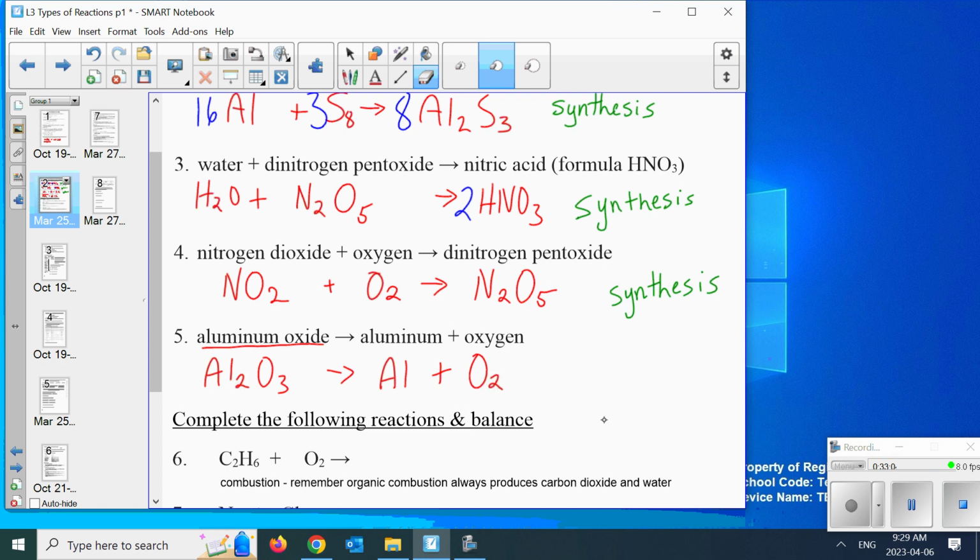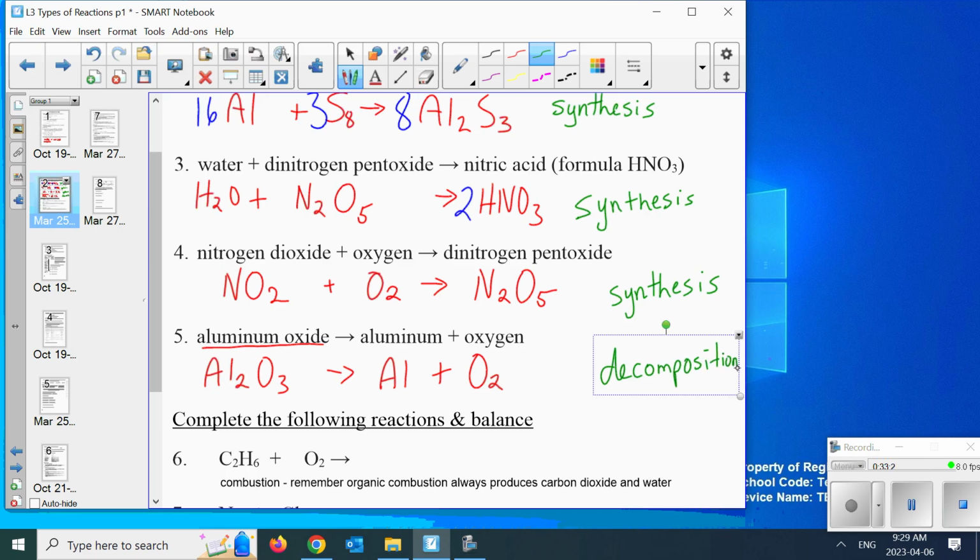Finally, something that's not synthesis. Oh, what do we call this? One thing breaks up into a couple of things. I actually saved these on purpose. They're tougher to balance. Okay, back and forth. I'll do this one first, the aluminum one. I can balance that in a jiffy.